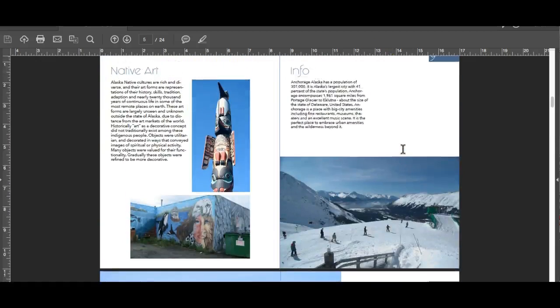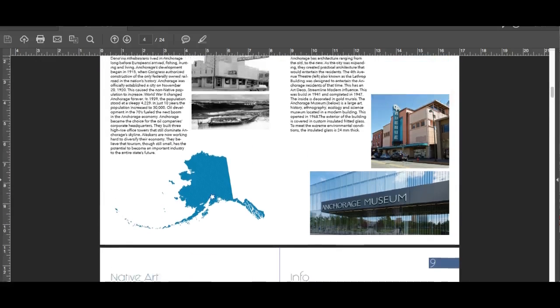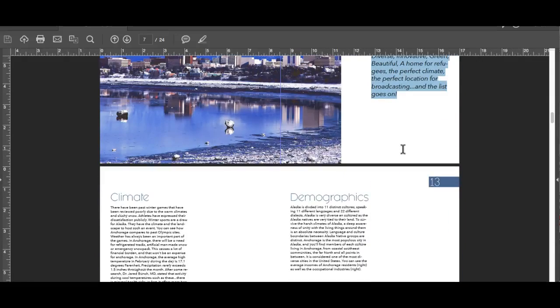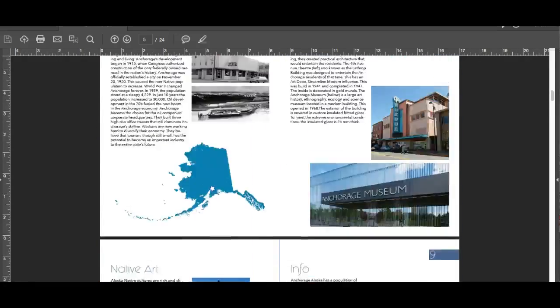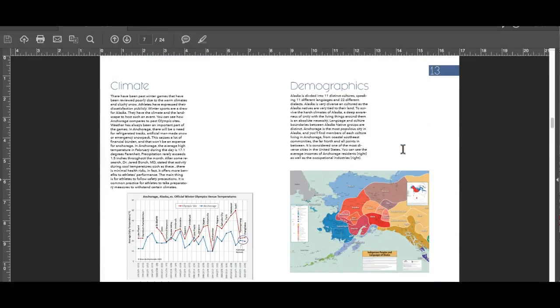It's the new native art info. It's good. Good. Why Anchorage climate demographic. Yeah, this is really good. All right, this is great.